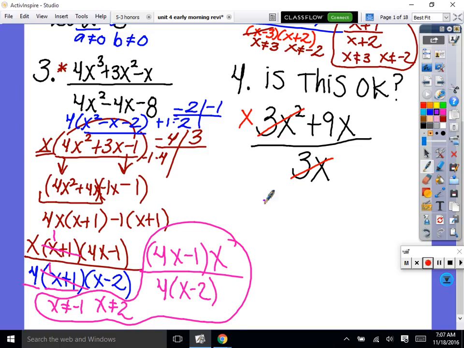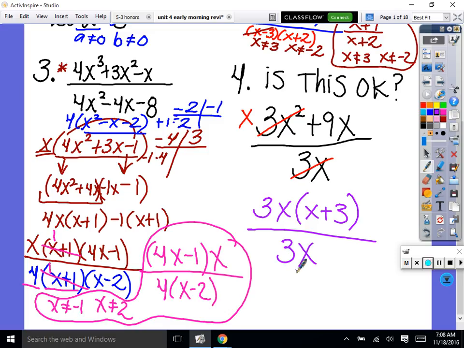So on top, shouldn't we have factored out a 3x first? And then left would have been x plus 3, correct? And then on bottom, we have 3x. So now it would be okay, but that's a way different answer than mine, x over whatever that would be. Does everybody understand? Okay.